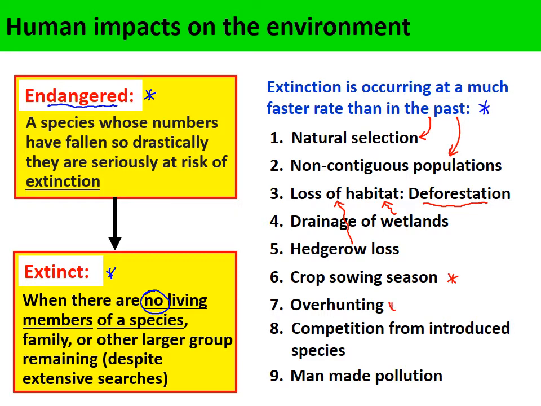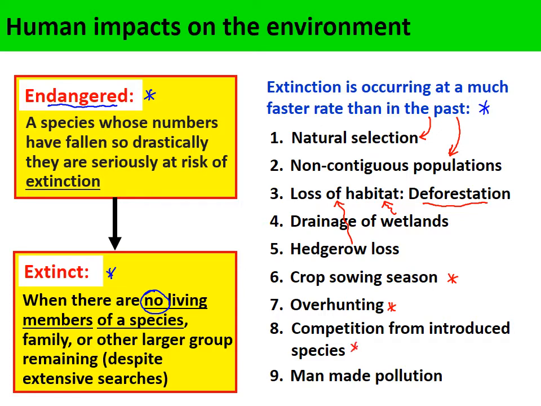Overhunting obviously has a big impact on the population numbers. If a species is overhunted and it's not reproducing at a sufficient rate, it means that population numbers will decrease. We'll then look at competition from introduced species. So this nice example will be the red squirrel versus the introduced grey squirrel. Now, the grey squirrel could outcompete the red squirrel, and therefore the red squirrel did suffer and its numbers dropped dramatically.